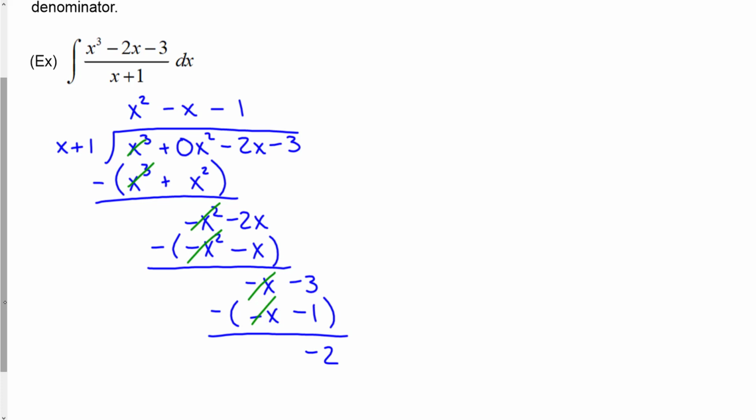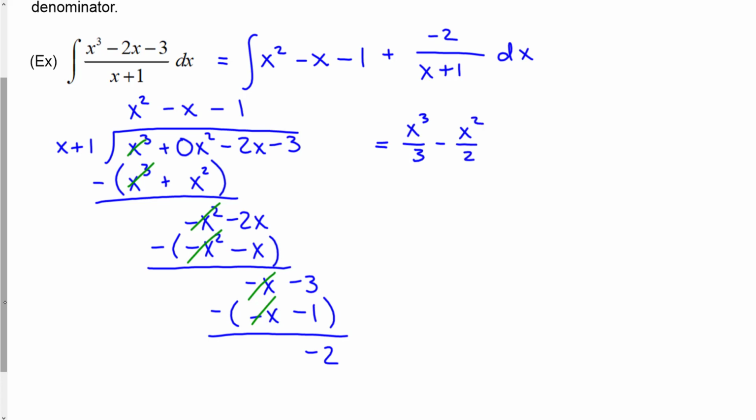Now, what I can do is say that my original integrand is equal to the polynomial x squared minus x minus 1, plus the remainder of negative 2 over the original denominator. So this is called a mixed rational. I have a polynomial plus a proper rational at this point. The polynomial is simple enough to integrate using the power rule. It's going to be x cubed over 3 minus x squared over 2 minus x.